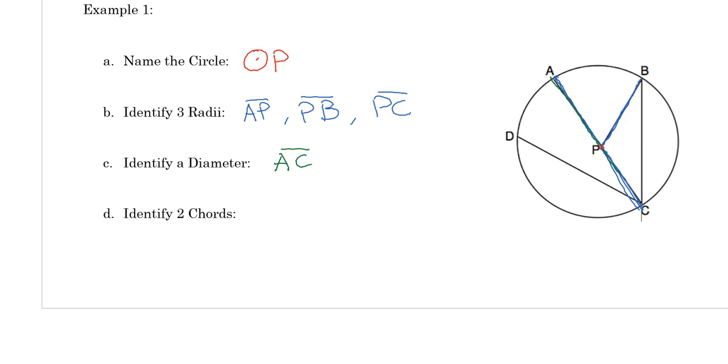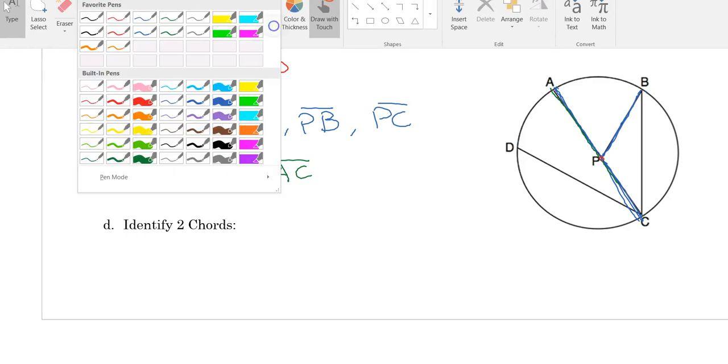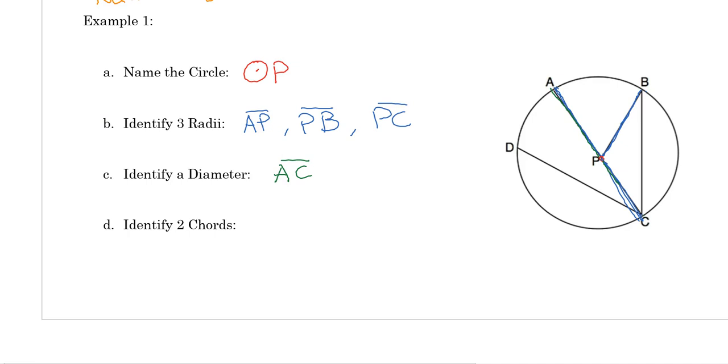And then my last part is to identify 2 chords. Chords go through the circle, but do not have to pass through the center. So I have one here, that's DC. I also have one here, which is BC. Again, you could do CD or DC, you could flip those. But CB is not a different chord than BC. Same line. All right, go ahead, flip the page.